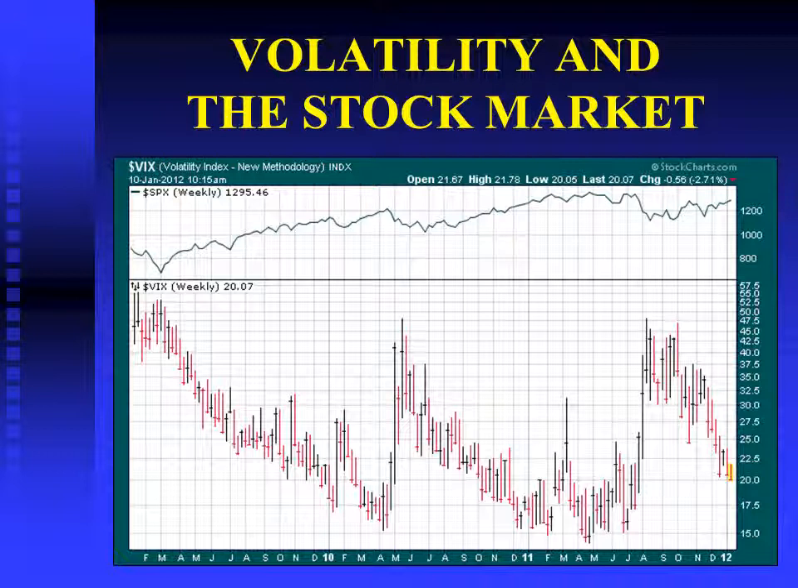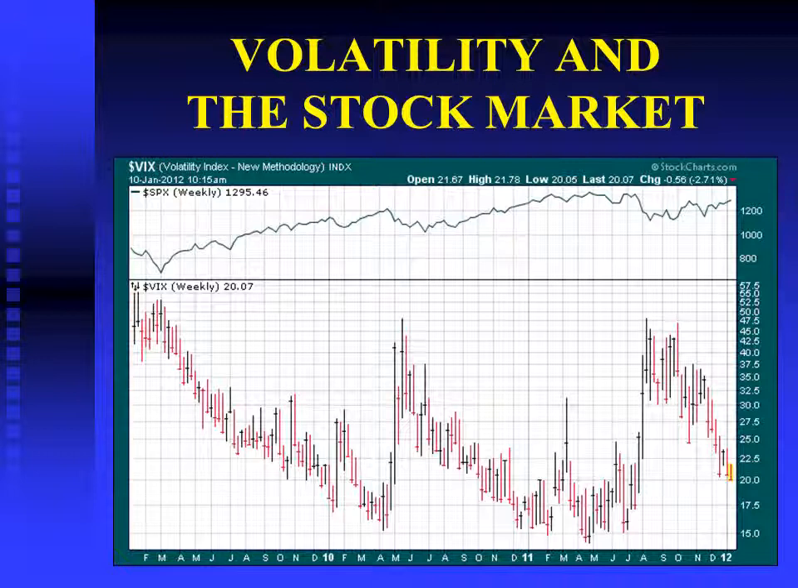This is a very important chart because it shows you volatility, which is the VIX, the volatility of the market, compared to the stock market. The stock market is this chart here on the top. Notice how when volatility is high, like in early 2009, and then in 2010, and then in September, October, November of 2011, the market bottomed here, here, and here. In other words, when volatility is the highest, the market is likely to pause.